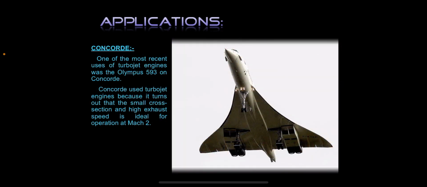Applications. The Concorde. One of the most recent uses of turbojet engines was the Olympus 593 on Concorde. The Concorde used turbojet engines because it turns out that the small cross-section and high exhaust speed is ideal for operation at Mach 2.